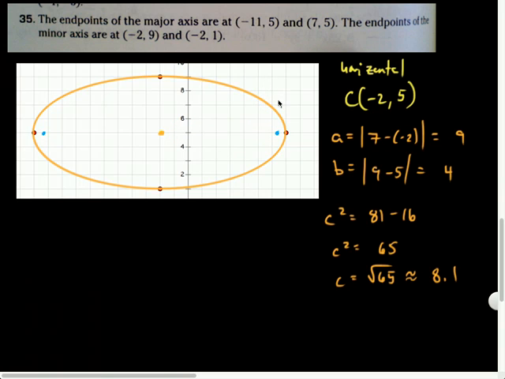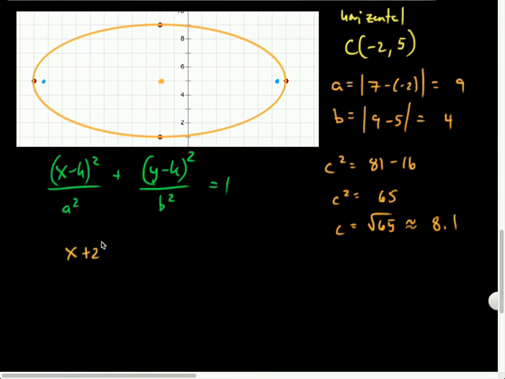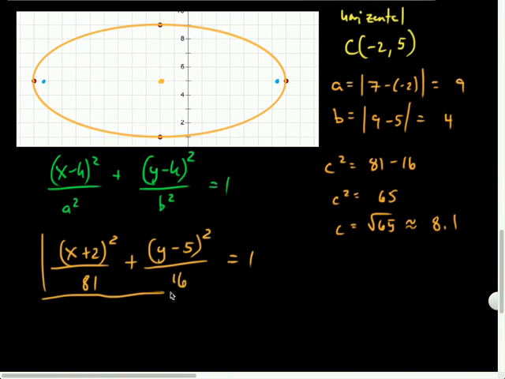Let's see, what else do I have to do? I just have to find the equation, I imagine. Since I know that it's horizontal, my equation is (x minus h) all squared plus (y minus k) all squared equals 1. And a squared is going to be under the x because of the horizontality of it. Horizontality. I want to use that word every day in my life. So (x plus 2) all squared over a squared, which is 81, plus (y minus 5) all squared over b squared, which is 4 squared, 16, equals 1. So there we go. There is a standard form for our equation.